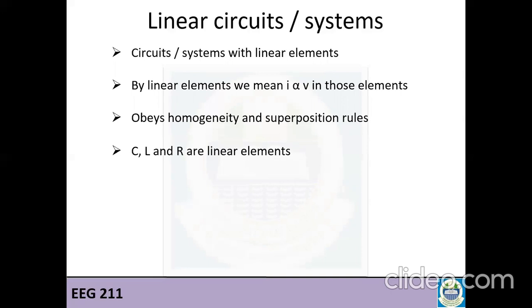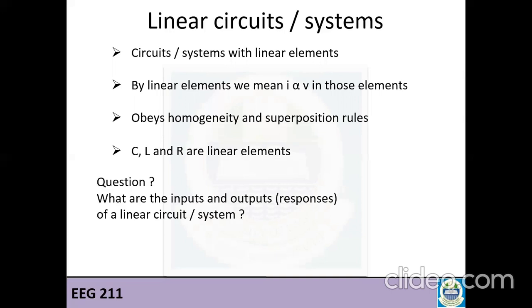In a capacitor, the current is proportional to the time derivative of the voltage, whereas in an inductor, the voltage is proportional to the time derivative of the current. In a resistor, the current is proportional to voltage. All these elements are linear elements. And if you have a circuit that contains all these elements, we say that such a circuit is linear, or such a system is linear.